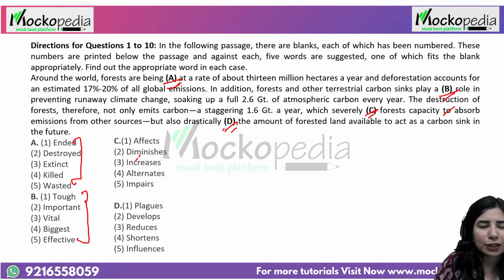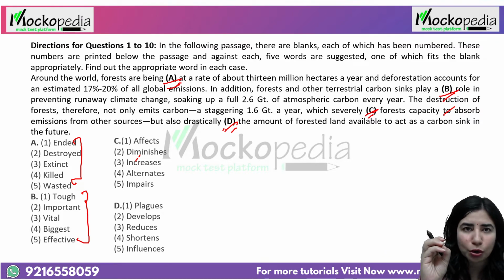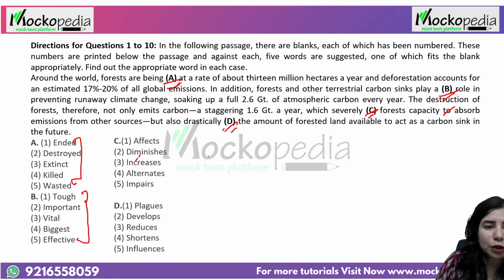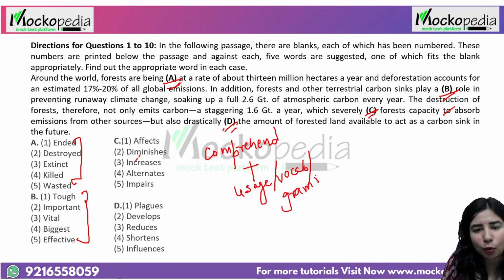Once you read the entire paragraph, you will be able to understand. Of course, like I said, comprehension is important, and it is also testing your vocabulary, grammar, and usage. So you need to understand that the Cloze test is about comprehension. If you comprehend the information, because the sentences are interrelated, that's very important. And then of course your awareness of usage, vocab, and grammar is another aspect. Both these things are important, right?